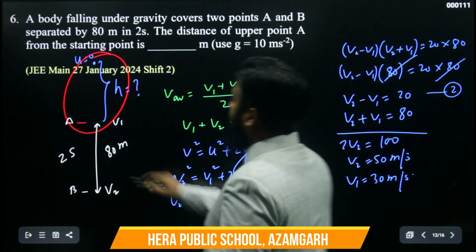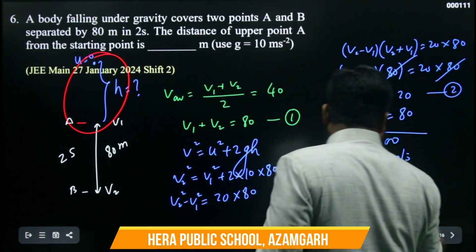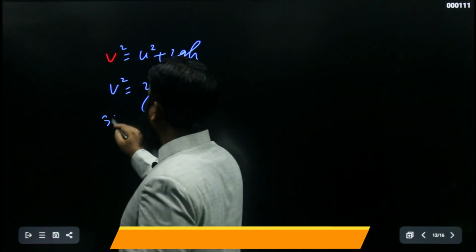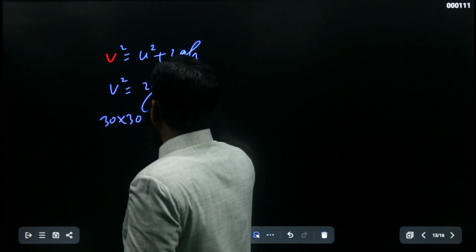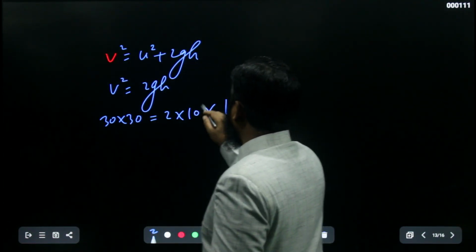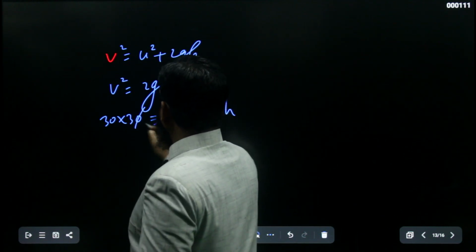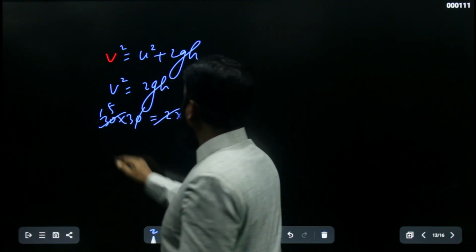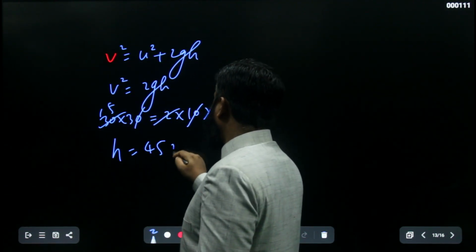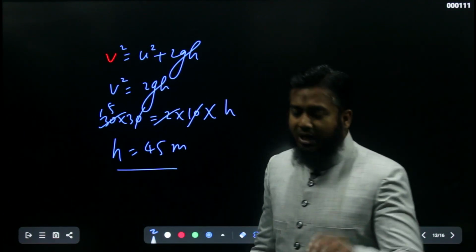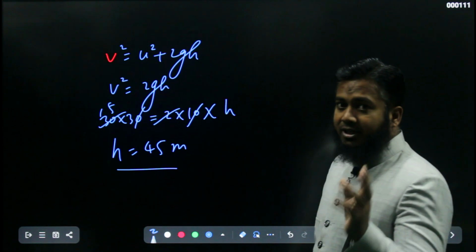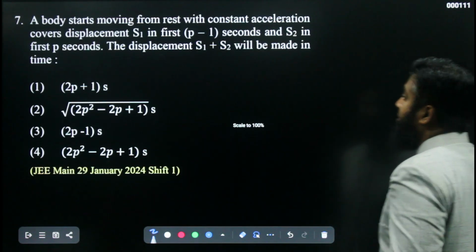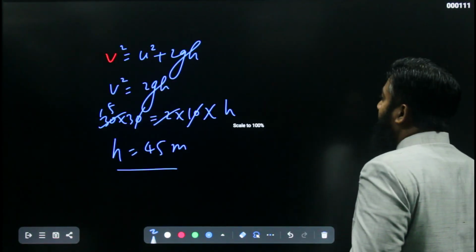So v square, what is velocity here? v1, that is 30. So 30 into 30 is equal to 2 into 10 into h. So this is 15, 15 into 3 is 45. So h is equal to 45 meter, or the height above A where the particle was dropped from is 45 meter. So this is the answer to this question.